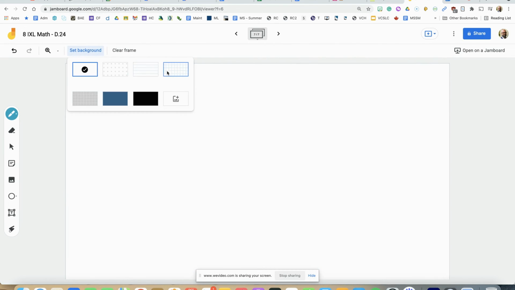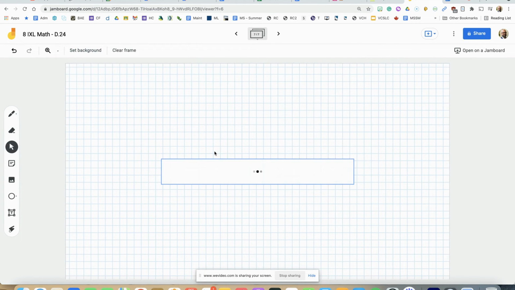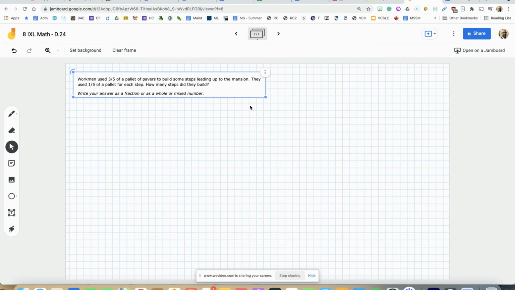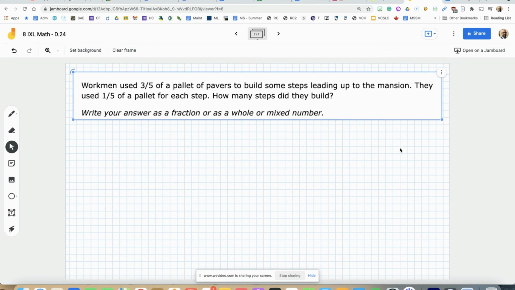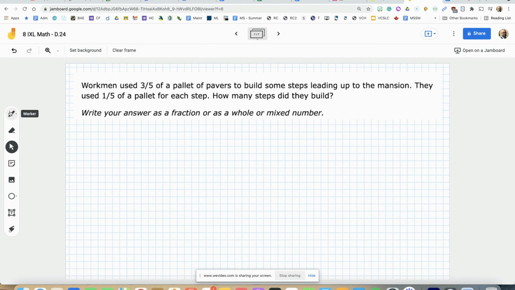Go on to our 7th slide here. Copying that problem and stretching it out. Okay. So workmen have 3/5 of a pallet, and they use 1/5 of a pallet for each step.